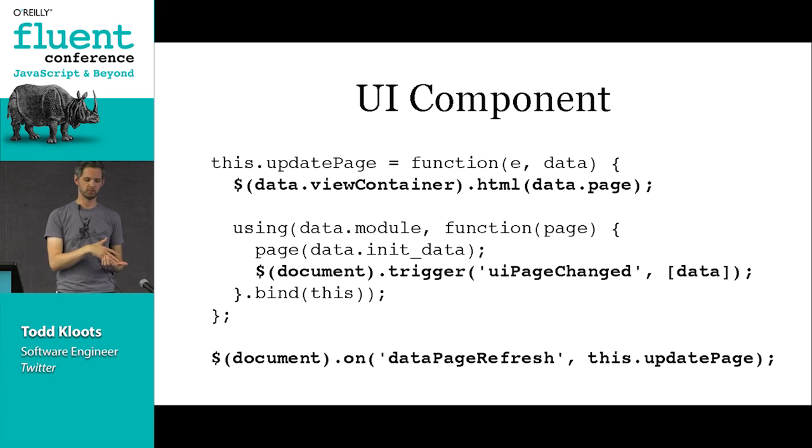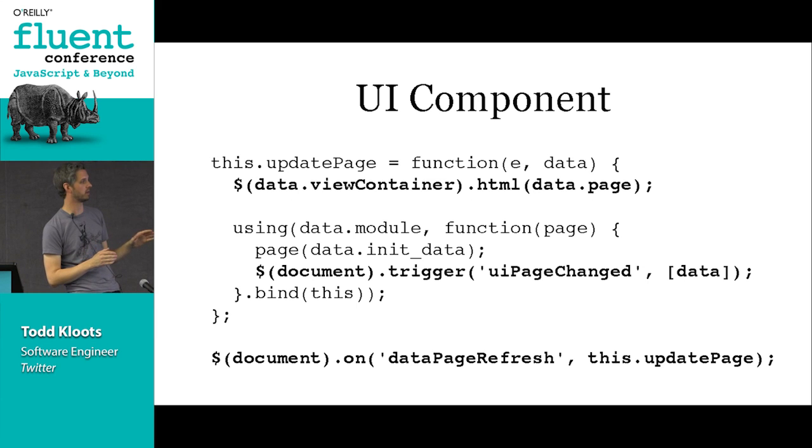Then back in the UI component, it's listening for that data page refresh event fired by the data component. When it gets it, it says, okay, we've successfully retrieved the content for the specified URL. It updates the DOM with the server-rendered view, just using jQuery's HTML method. And then it uses, again, our client load runner, that using syntax is load runner syntax, to fetch the JavaScript modules that are specific to that particular endpoint, and then passes in the initialization data again from the server for that endpoint as well.